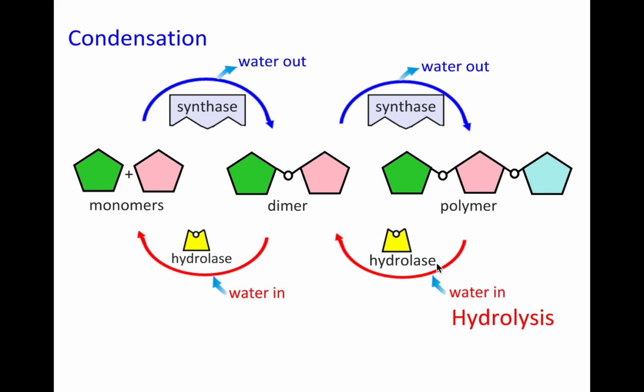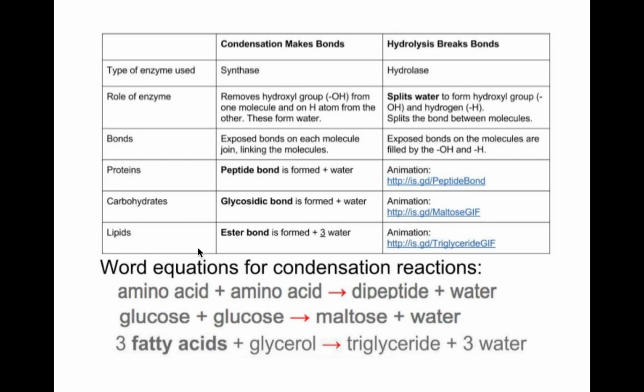On the other end of things, if we were going to go backwards, we'd have a polymer, and if we put a water molecule in, you are then going to split them apart, so you're going to be left with a dimer. And then if we were to put water into this dimer, we're then left with two separate monomers. So there are enzymes like synthase that's doing this, and an enzyme hydrolase that's doing hydrolysis.